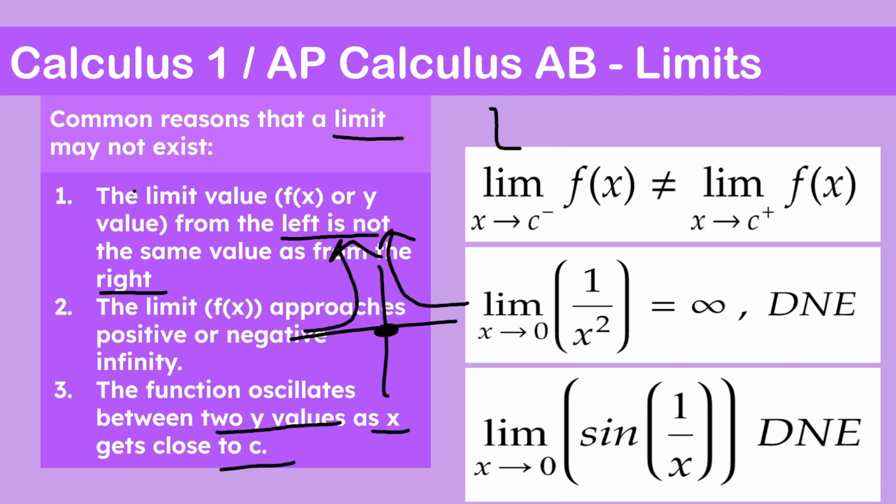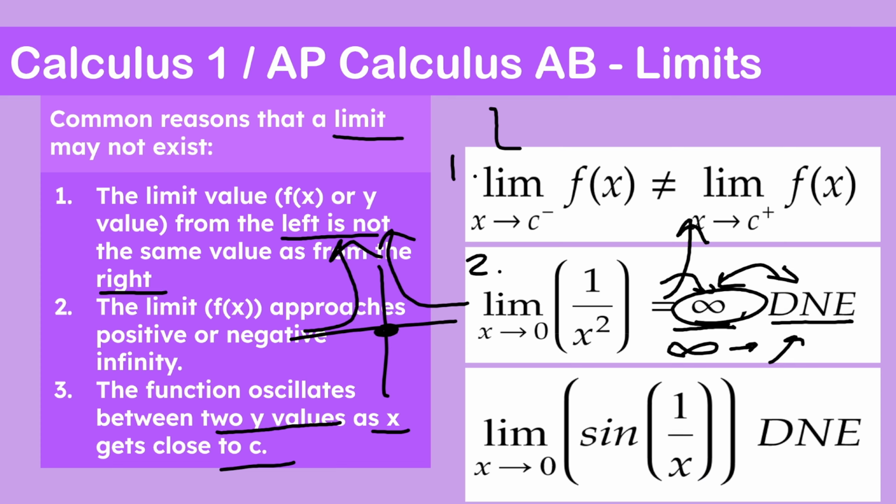So the first one, the limit of f of x as you approach c from the left does not equal the limit of f of x as x approaches c from the right. So this is the first reason. The second reason shown is that the limit of 1 over x squared as x approaches 0 equals infinity. The limit can equal infinity, but that's just another way of saying that the limit does not exist because it reaches such a big number. So these are basically the same thing, but this one just tells you more information. It tells you why it doesn't exist. It tells you that it reaches a very big number.